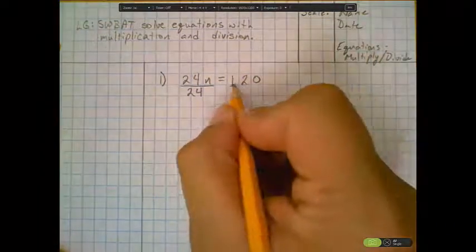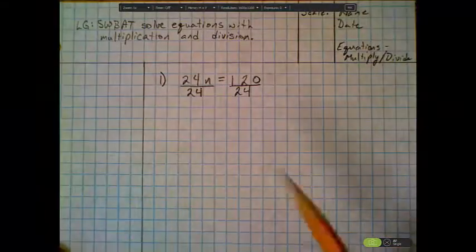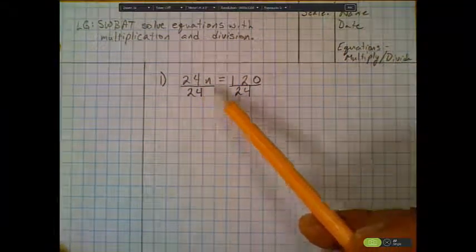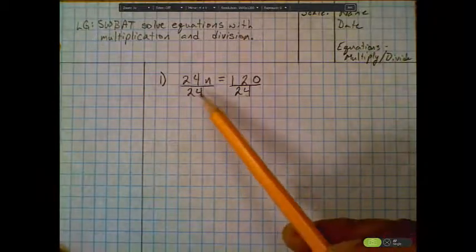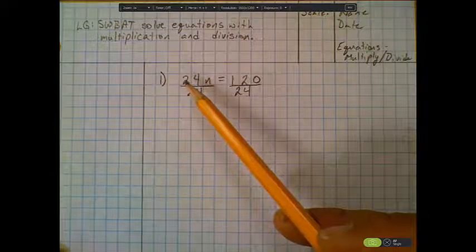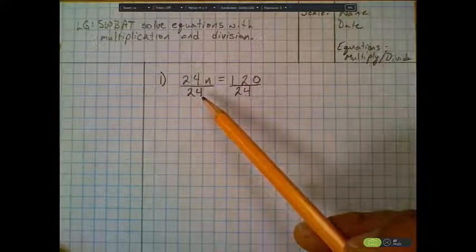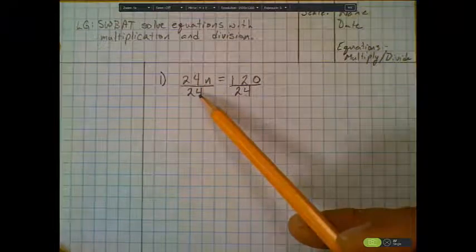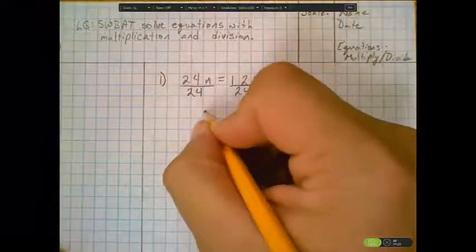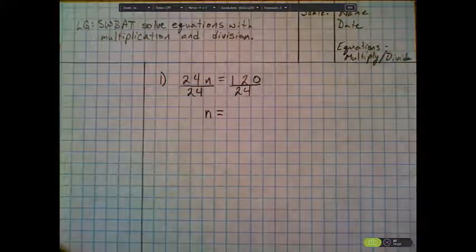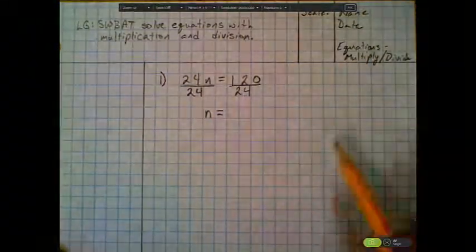Remember that in an equation, whatever we do to one side, we have to do to the other side. And so now we have 24n over 24 is equal to 120 over 24. Well, we can simplify this. If we have one number over the same number, we already know that that value is equal to 1. So 24 over 24 is equal to 1. And then we know that 1 times n is simply equal to n. So we get rid of the 24 on this side by dividing both sides by 24.